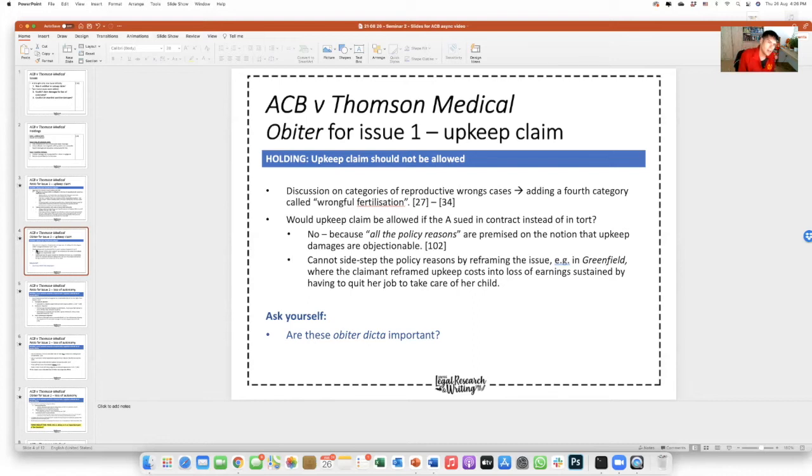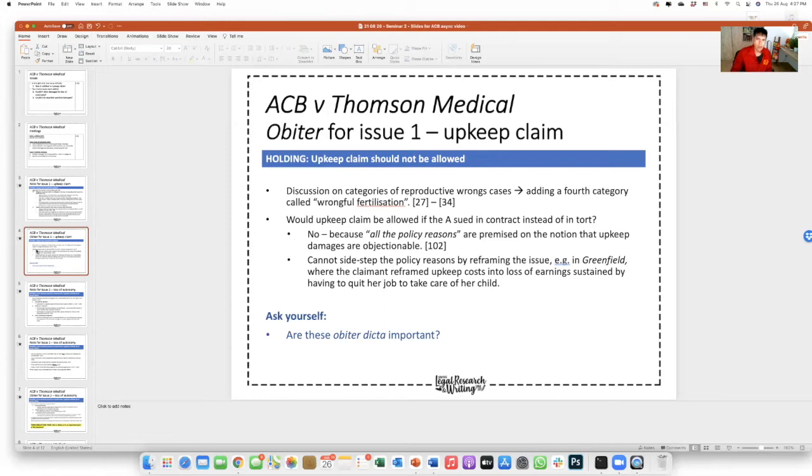Now, there's this other line of reasoning or discussion about whether or not the upkeep claim would be allowed if the appellant sued in contract instead of tort. Again, I think that this is very likely dicta, because this line of discussion, entertaining the thought of whether things would have been different if the course of action was different, is totally immaterial to the court reaching the decision of not awarding the upkeep claim.